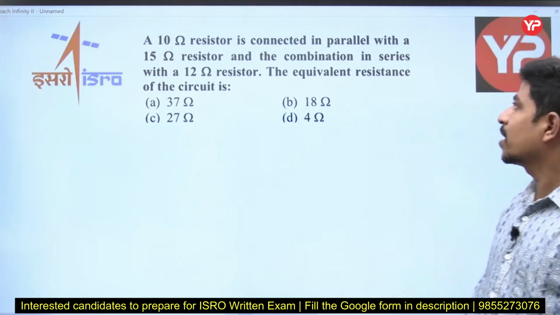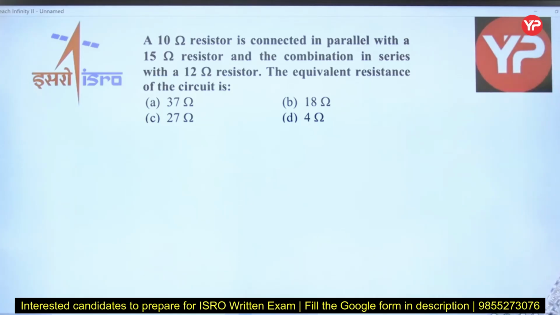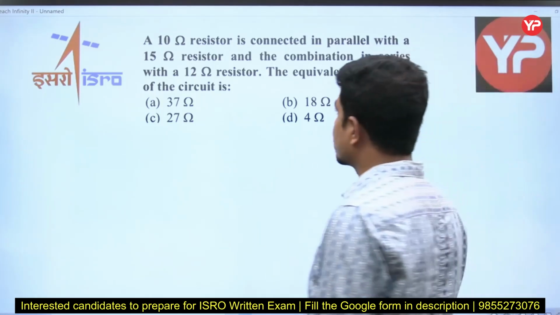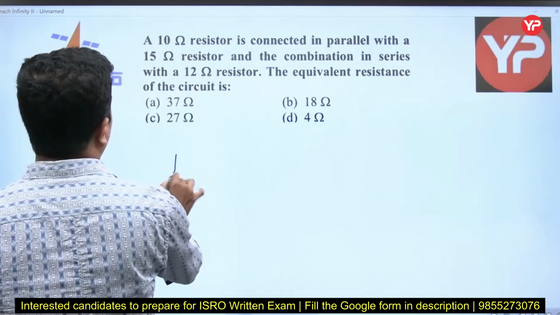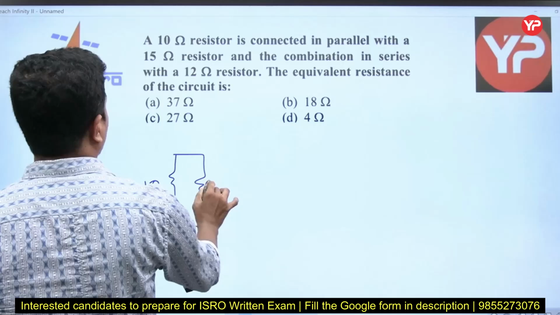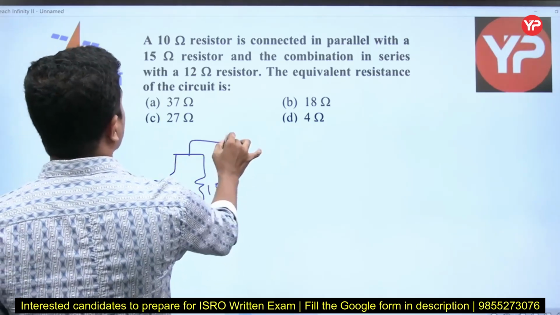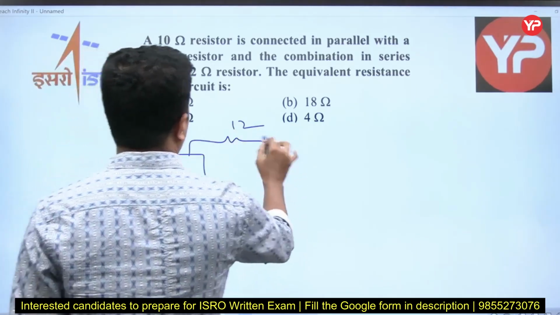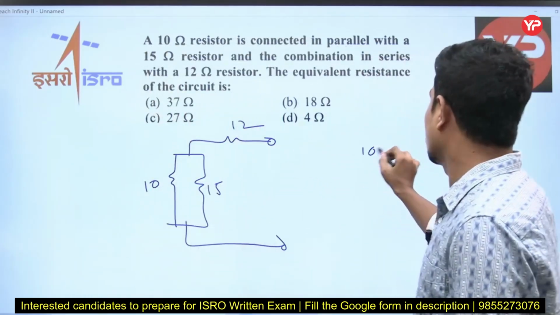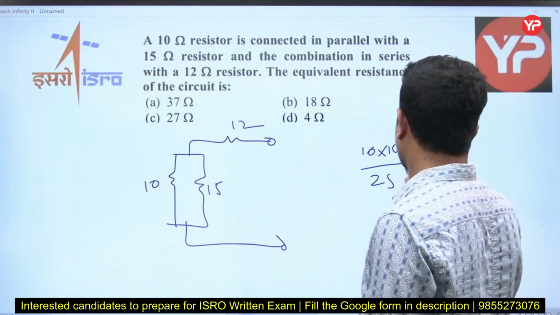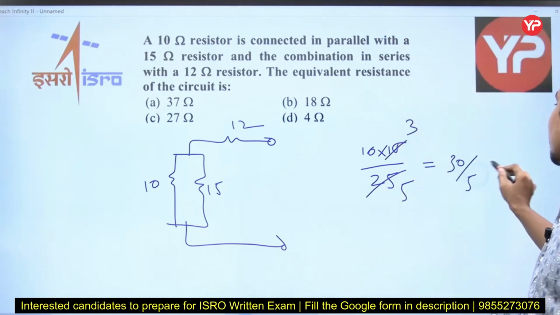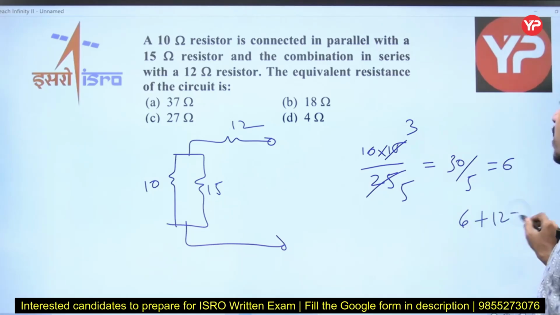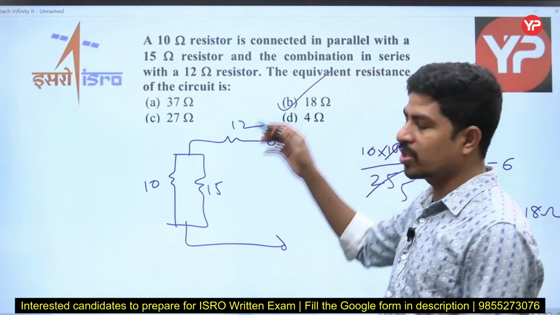Next. A 10 ohm resistor is connected in parallel with a 15 ohm resistance, and the combination in series with 12 ohms. The equivalent resistance of the circuit is? Now what is 10 in parallel with 15? 10 into 15 divided by 25: 150 divided by 25 is 6. 6 plus 12 is 18 ohms. Answer is 18 ohms. Option is B.